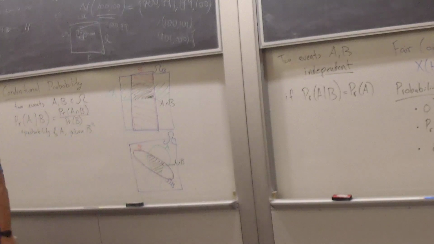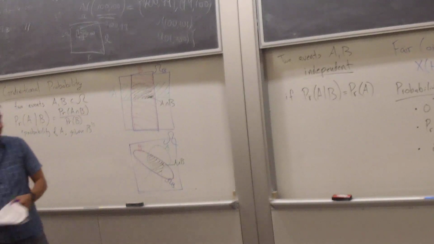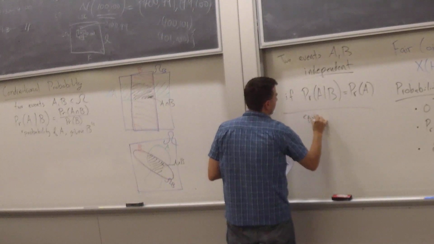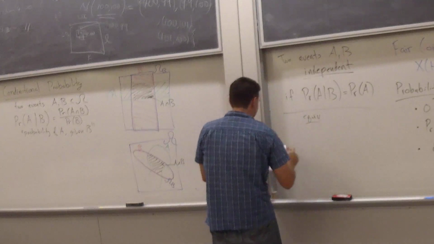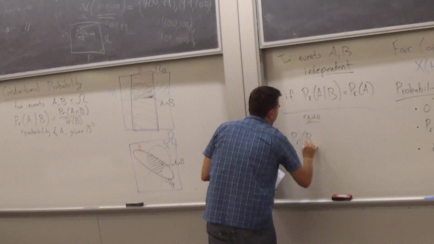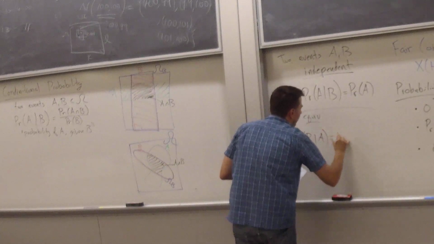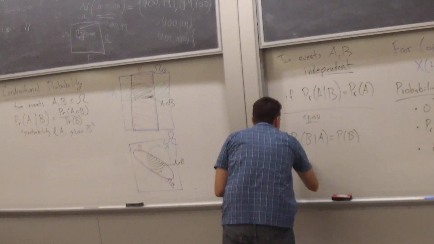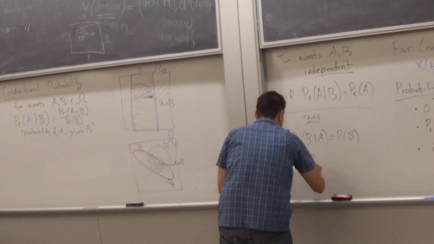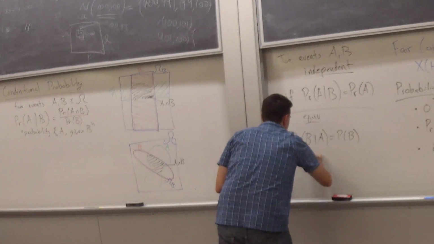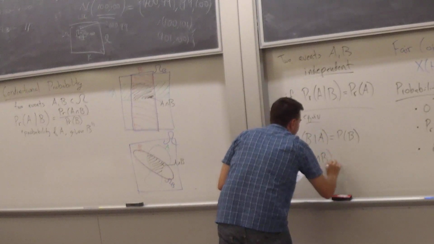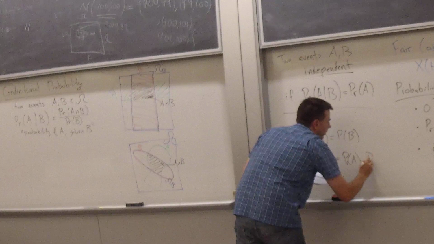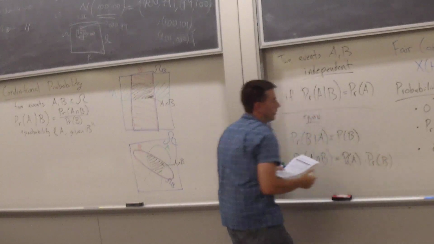Okay, so there are other equivalent ways of writing this. It's also true, equivalently, that the probability of B given A is equal to the probability of B, and the probability of A intersect B is equal to the probability of A times the probability of B.